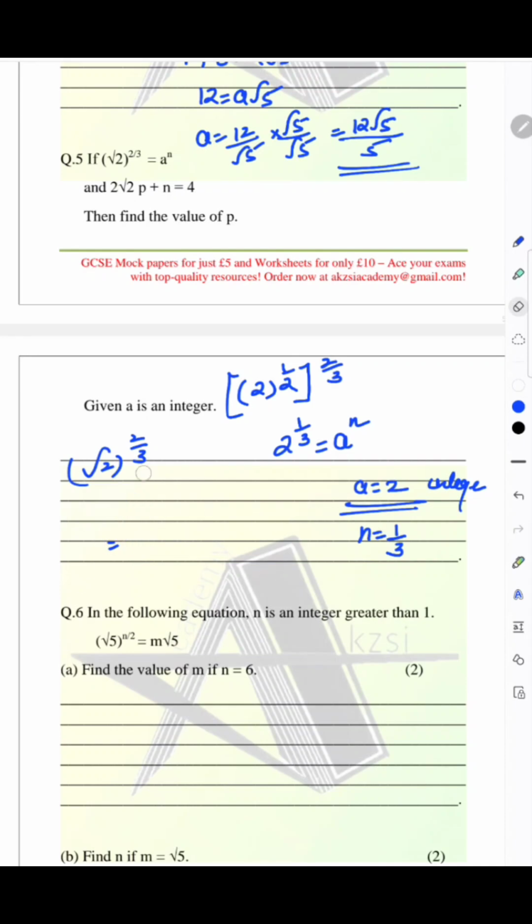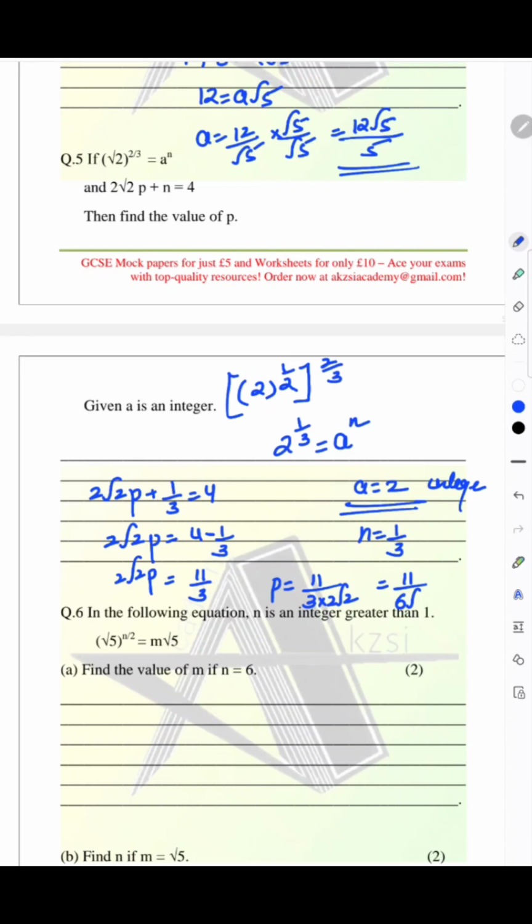If a is 2 and n is equal to 1 over 3, then 2 root 2 p plus 1 over 3 is equal to 4. Bringing 1 over 3 onto the right hand side, 4 minus 1 over 3 will give you 11 over 3 is equal to 2 root 2 p. So p will be 11 over 3 times 2 root 2, which is 11 over 6 root 2, and then rationalizing it, root 2 over root 2 will give me 11 root 2 over 12. And that's your final answer.